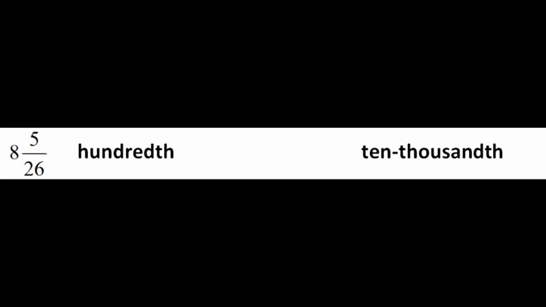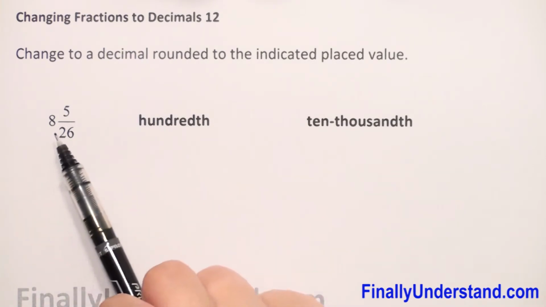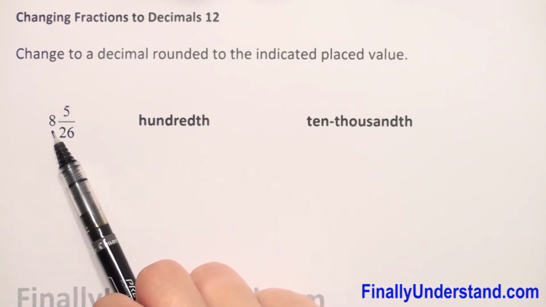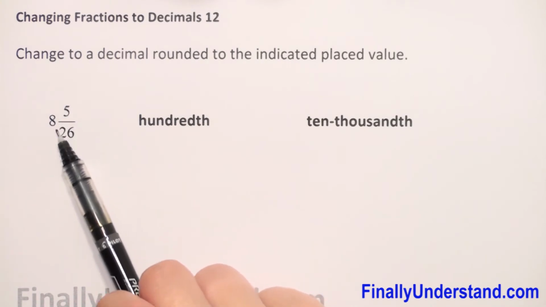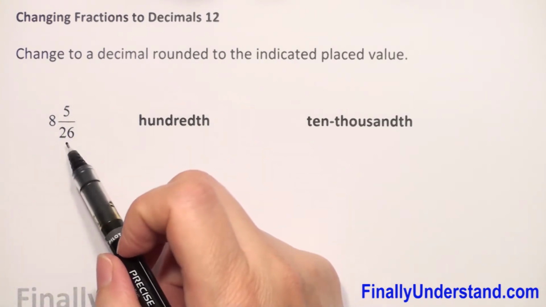We have a given mixed number. We need to change this mixed number to a decimal and round to the hundredth and 10,000th. So first, when we have a mixed number, the whole number we always copy. So we need to change only this fraction to a decimal number. We have 5 over 26.